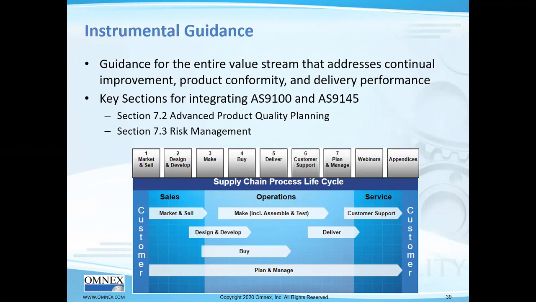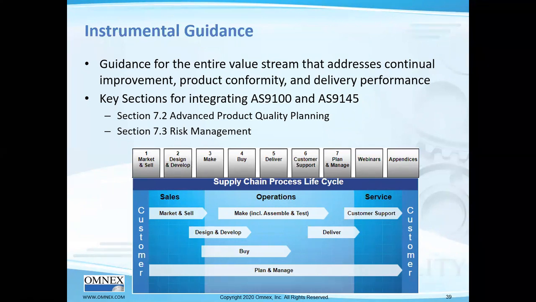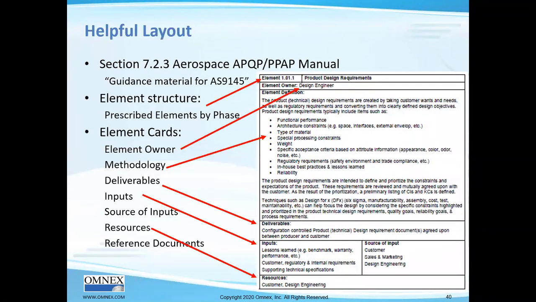Okay? So it is broken into pieces like you can see on here. I kind of took that screenshot straight from their website. You can see there are 7 different parts to it. It does cover your value stream from start to finish. Okay. Section 7 is where you're going to find the most help for integrating these two standards. 7.2 is for APQP itself, and 7.3 is all about risk management. Okay. So this is kind of how it's laid out.